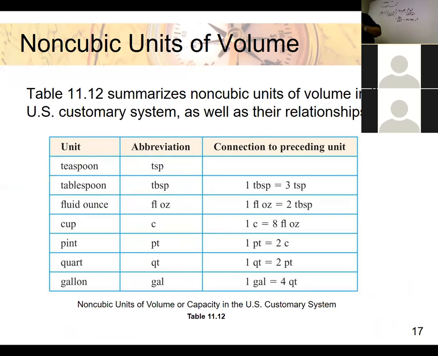But for tablespoon, it takes 3 teaspoons to make up 1 tablespoon. For fluid ounces, 2 tablespoons will make up 1 fluid ounce. 1 cup makes up 8 fluid ounces. 1 pint is 2 cups. 2 pints make up a quart. 4 quarts make up a gallon. Okay. So that's the non-cubic units of volume.